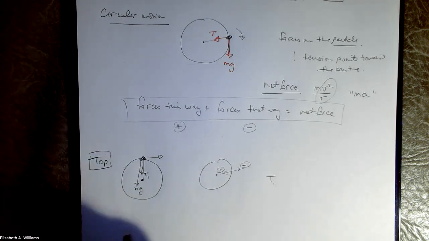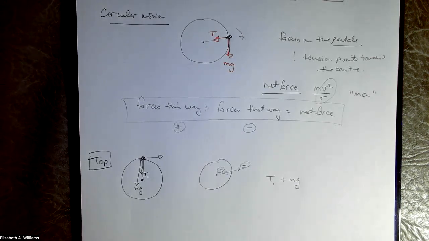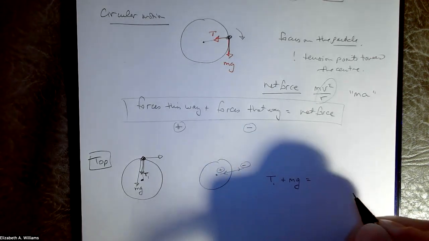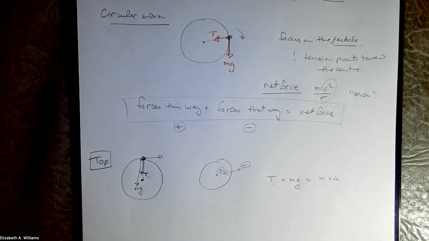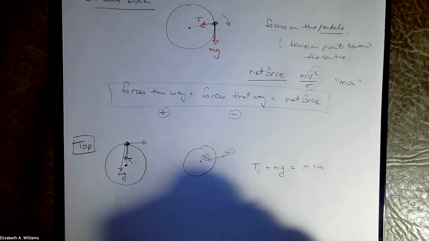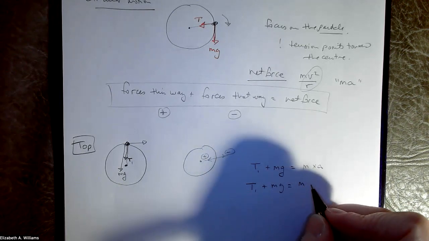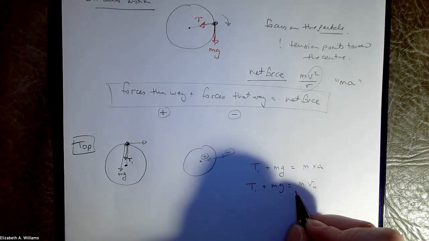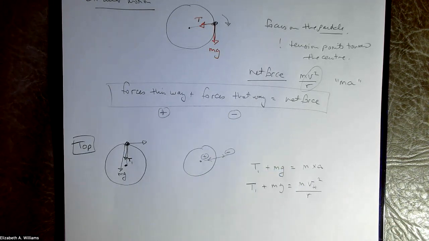Okay, so I've got tension acting toward the center. I've got gravity, weight, acting in the same direction. And then net force, that's mass times acceleration. I'm just going to emphasize that by saying mass times acceleration, that's your net force. But I know that in circular motion, it's going to be mv squared over r, and it's velocity at the top, the highest point, squared over the radius r. And so if I wanted to write a force equation at the top, that's how I'd do it.